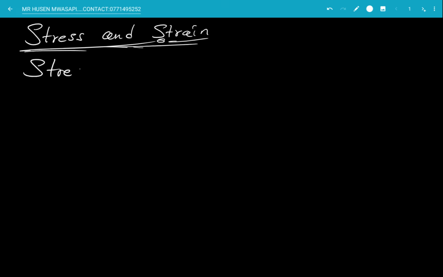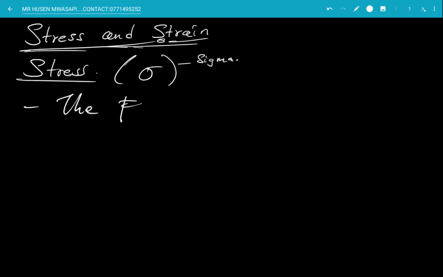Let's start with stress. Now, stress is mostly symbolized with sigma. So this symbol is called sigma. But stress is defined to be the force applied per unit area. So the force applied per unit area. Let's not forget this.